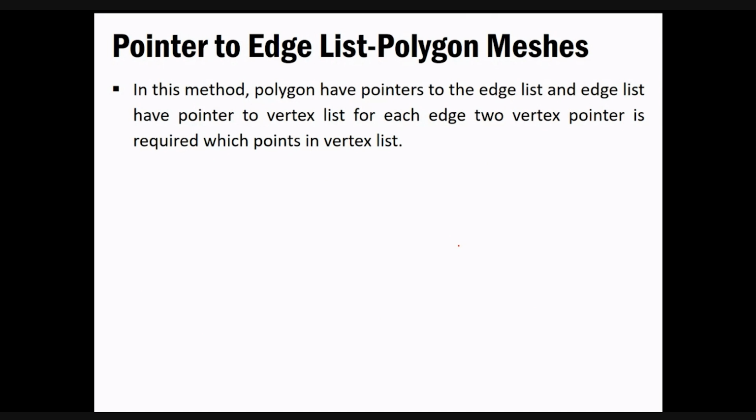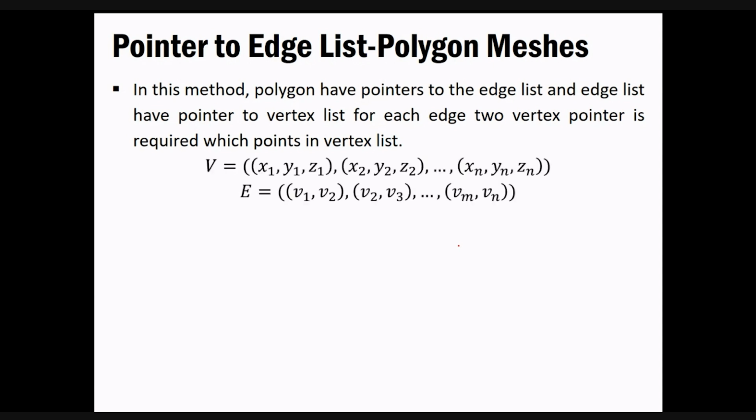Now what does it say? In this method, polygon have pointer to the edge list. So the very first thing, as it is written over here, is that it will maintain the edges that are coming from the shape that you have. Whatever number of edges are present in that particular polygon, it will store all of them. And the edge list then points to the vertex list. For each edge, two vertex pointers are required which point in the vertex list. So how much information we require is simply given over here.